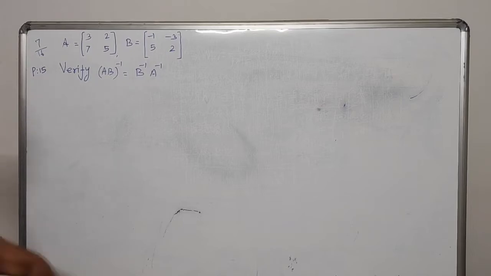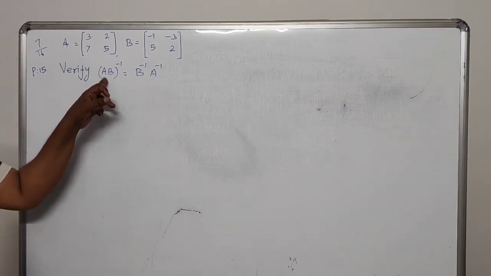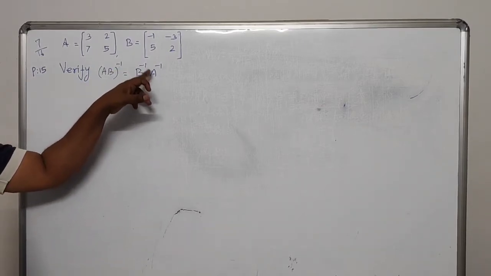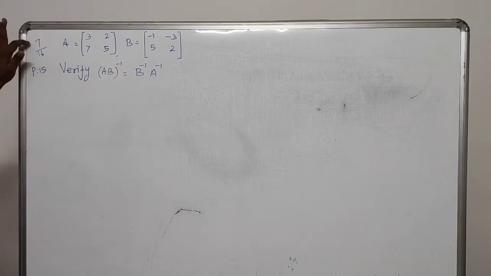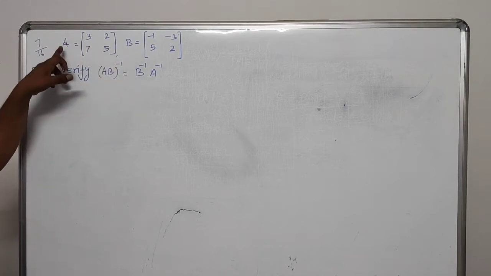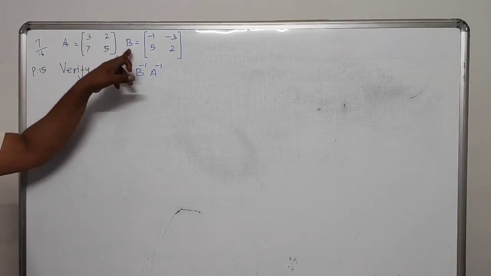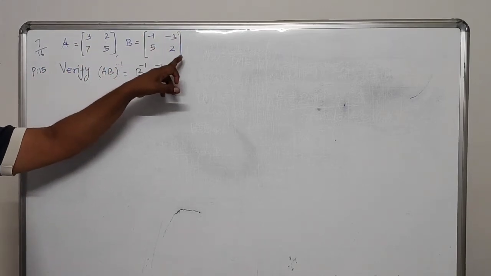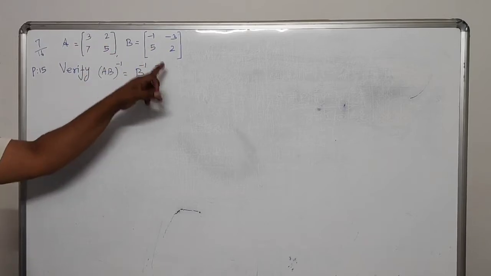Now let us verify the next property: (AB) whole inverse equals B inverse A inverse, for problem number 7 given at page number 16. In the material it is problem number 15. The two matrices are given as A equal to [3 2; 7 5], B equal to [-1 -3; 5 2]. Now for these two matrices I have to verify the result.